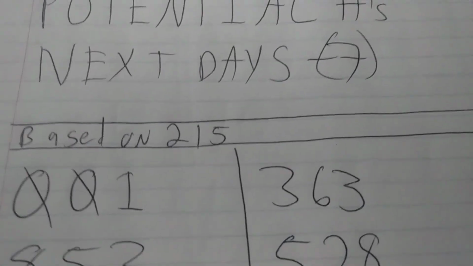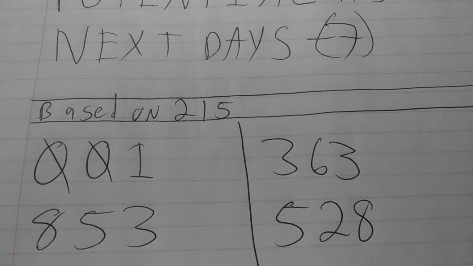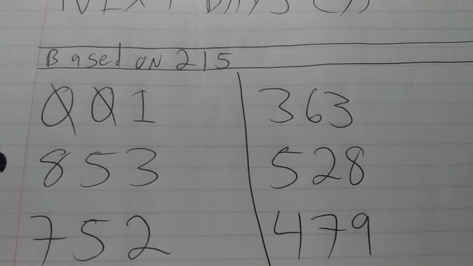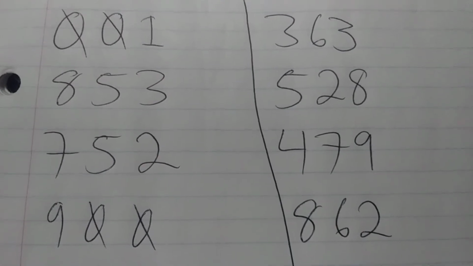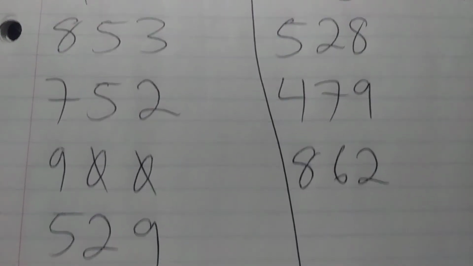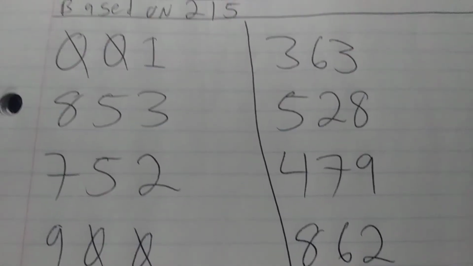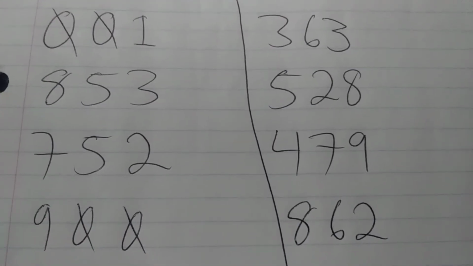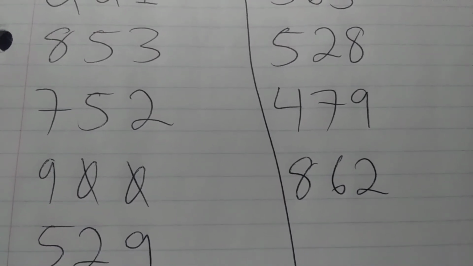All right, Connecticut, that will do it for that section of the video. Based on all of that, the potential numbers in the next 7 days are going to be based on the 215 that hit tonight. I have 001, 853, 752, 900, 529, 362, 363, 528, 479, and 862.